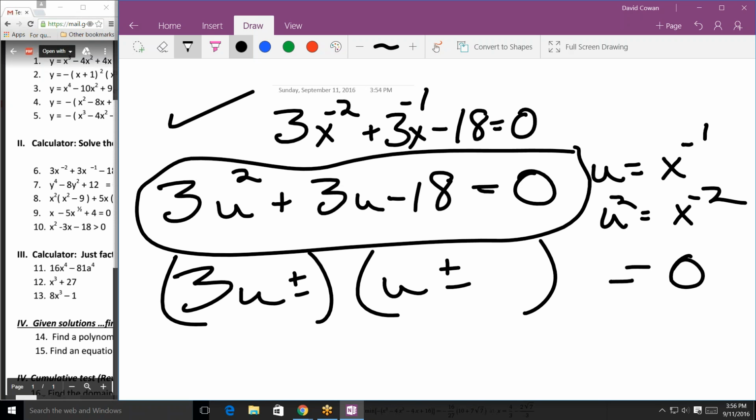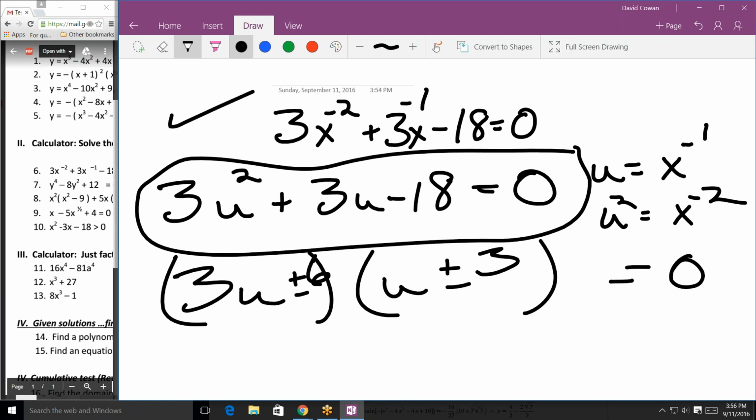Factors of 18. Yeah, 6 and 3. That's what I would always start with. Always the closest two factors. It could be 9 and 2. It could be 18 and 1. But I'm going to start with 6 and 3. I'm going to start randomly.